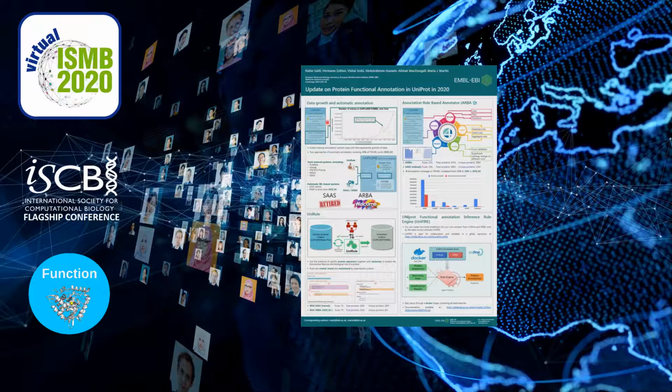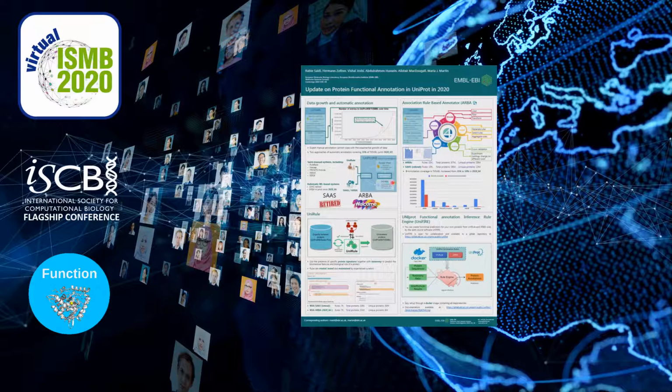Swiss-Prot and TrEMBL. Swiss-Prot contains manually annotated records of proteins from literature, and it contains so far more than 500,000 proteins. TrEMBL contains automatically annotated records, and it is quite larger than Swiss-Prot. It contains 180 million records, and it keeps growing exponentially despite the mechanism of redundancy reduction that we've implemented.